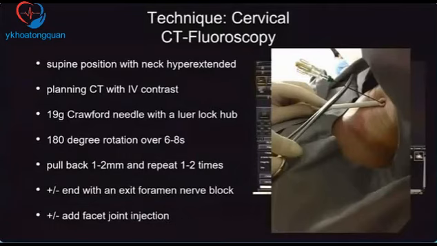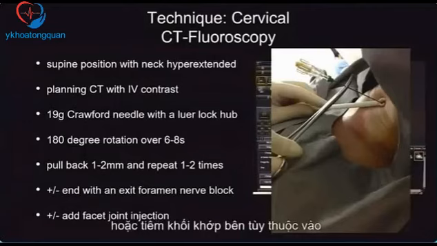The end of the procedure may be followed with an exit foramen nerve block, plus or minus a facet joint injection, depending on the symptoms that the patient has.